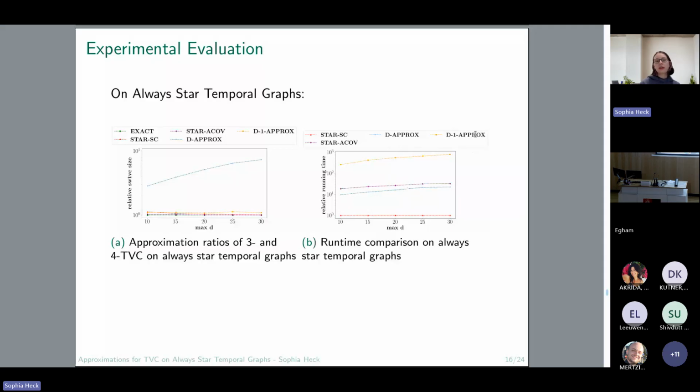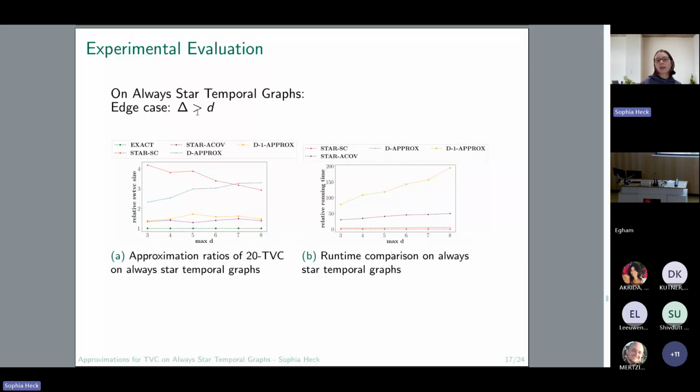But now you can say, okay, but they have different approximation ratios because the star algorithms depend on the window size, while the D approximations depend on the maximal degree D. So what if we compare the edge case where actually the window size is much larger than the degree? We could expect here that theoretically we can create instances in this case where the D approximations would perform better. However, in practice, we don't observe this behavior as much.